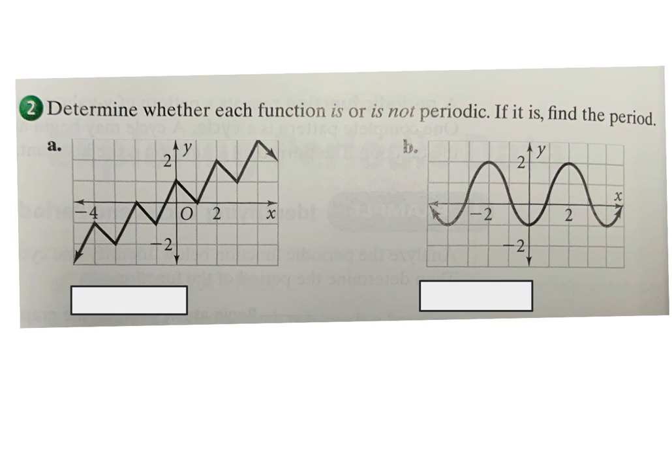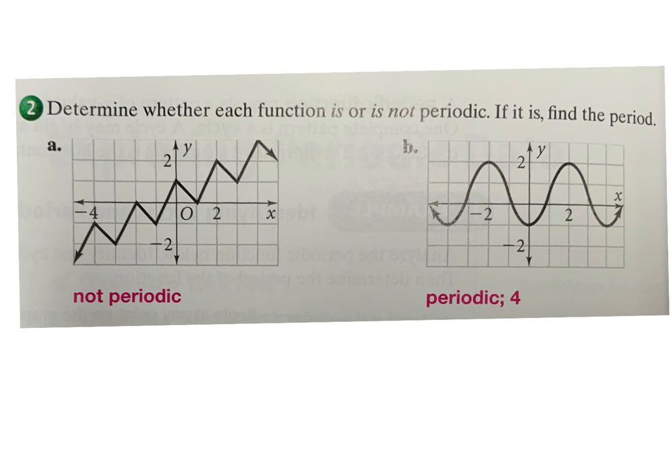All right, so determine whether the function is or is not periodic. What about the first one? Yes or no? No. Second one? Yes. And what is the period? 4. So if you start here at the -2, you have to get all the way to +2 before it repeats. So that is 4, -2 to +2.